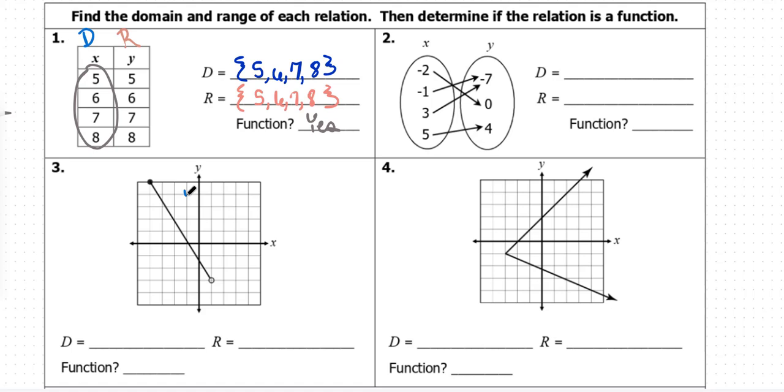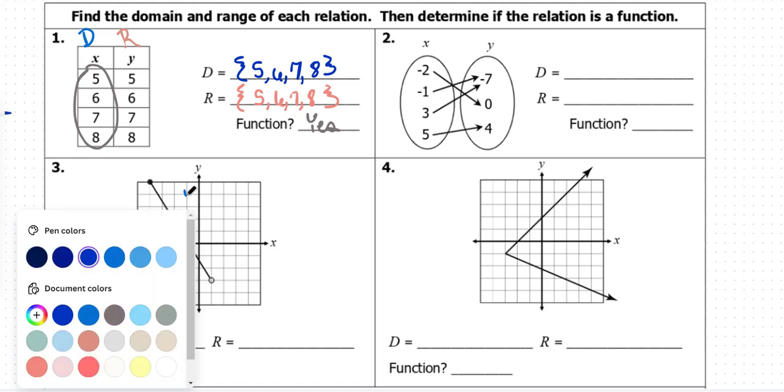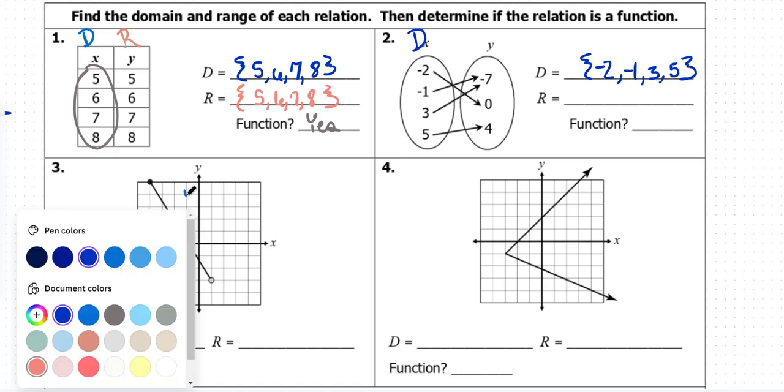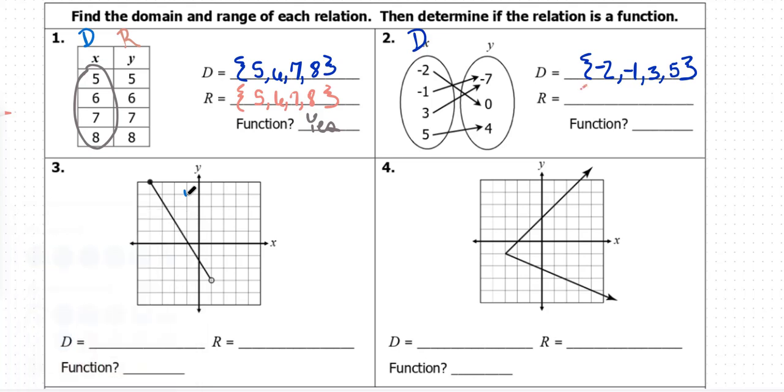So again, we're going to look at the domain first. Your domain are your x values. So -2, -1, 3, and 5 are your x values. And then your y values are your range, which in this case is just 3 numbers: -7, 0, and 4.